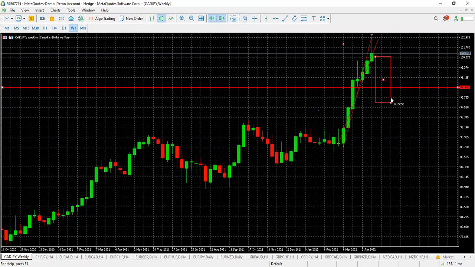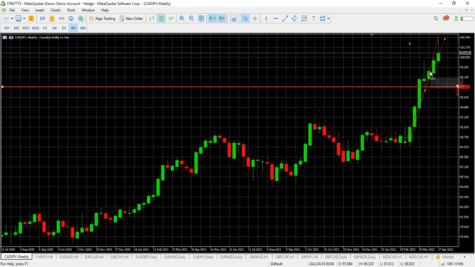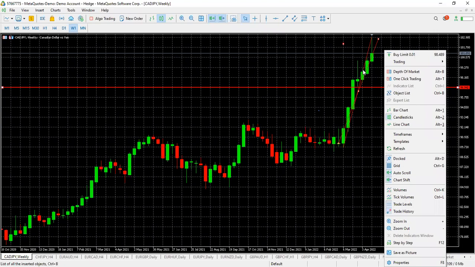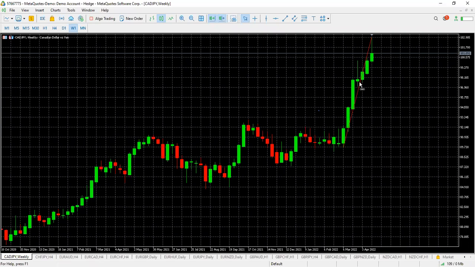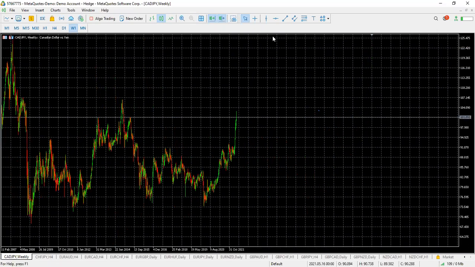Let me remove these things. I'll come back to it. You can see that it closed with a weak rejection. This is a rejection from this very particular zone here. These are rejections from this zone.